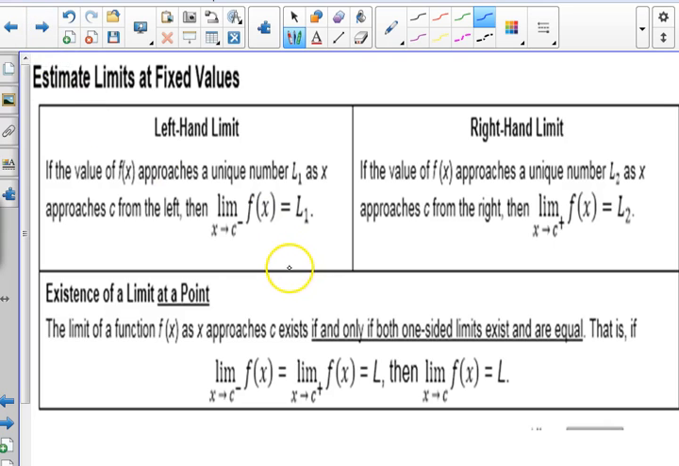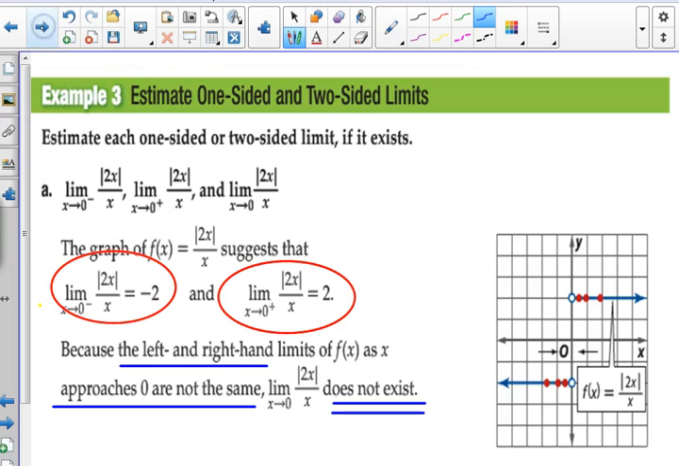On your paper, it says a left-hand limit is approaching from the left, right-hand limit here from the right. But if those are not equal, then a limit doesn't exist. If they are both the same, then that L value is the limit at C. All right, here's some examples.